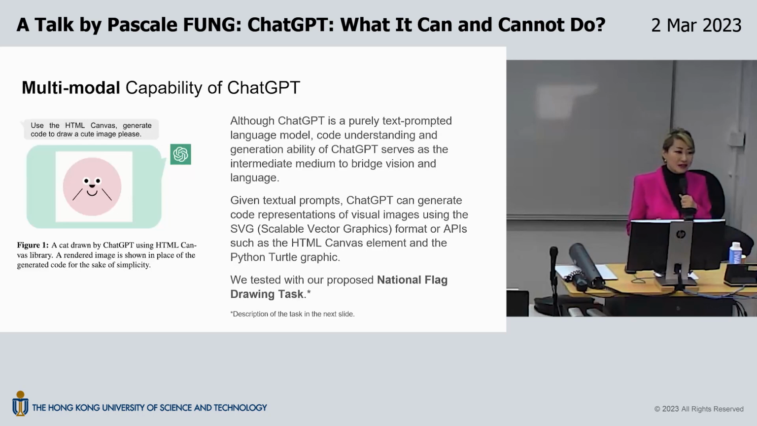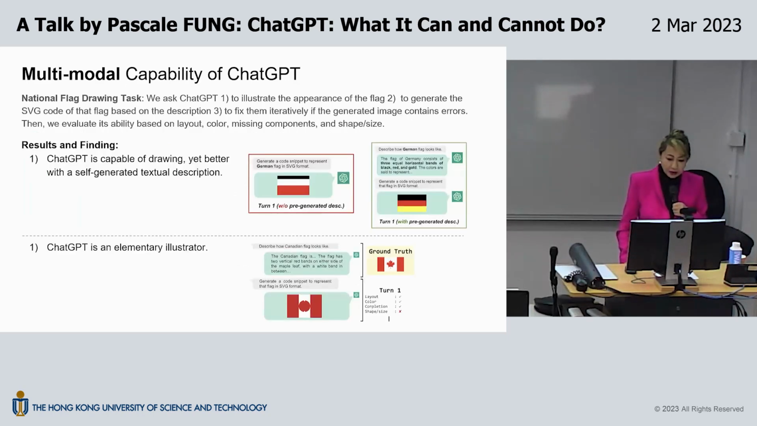ChatGPT gives you an answer in coding language. And then with this coding language, we ask ChatGPT to draw something. All right? So ChatGPT generates these coding representations. And then we use something else to draw it. So here, these are the outputs. It's very cute and it's pretty good. All right? It's capable of drawing, but better with the self-generated textual description.